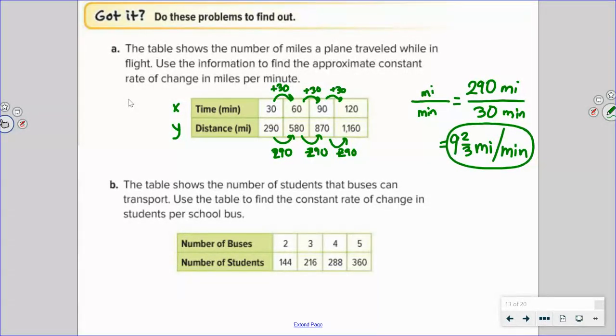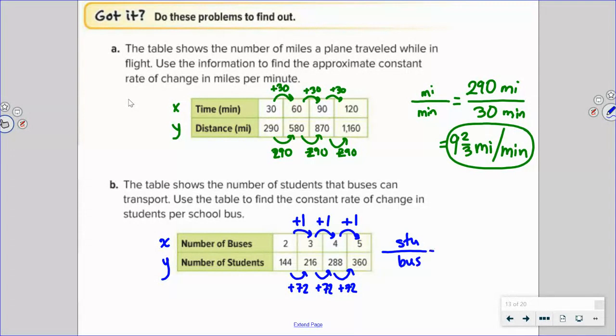Let's go down here and compare the number of students per bus. Again, the students depends on how many buses there are. And if I look here, I can see there is very clearly a rate. Now, be careful, because just because one of them is okay does not mean both of them are. But when I look down here, I see an increase of 72 students, another increase of 72 students, and another increase of 72 students. Again, what I like to do is write the units first to make sure I don't write 1 every 72. I write 72 every 1.